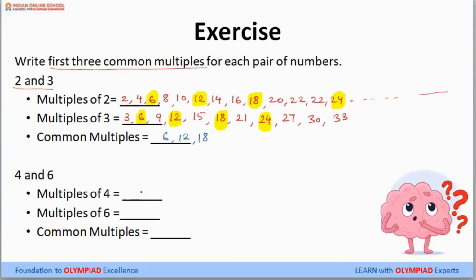Chaitanya Shri, just tell me the multiples of 4. 4 ones are 4. 4 twos are 8. 4 threes are 12. 16. 20. 4 sixes are 24. 4 sevens are 28. 4 eights are 32. 4 nines are 36. Correct. 4 tens are 40. Correct. And what are the multiples of 6?